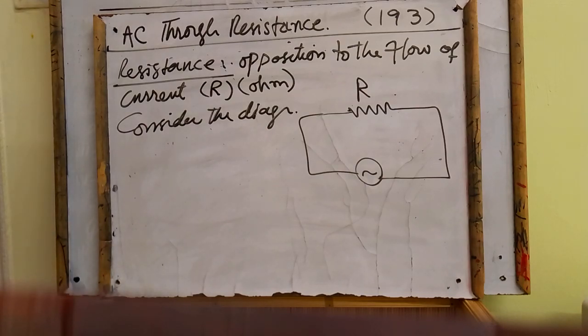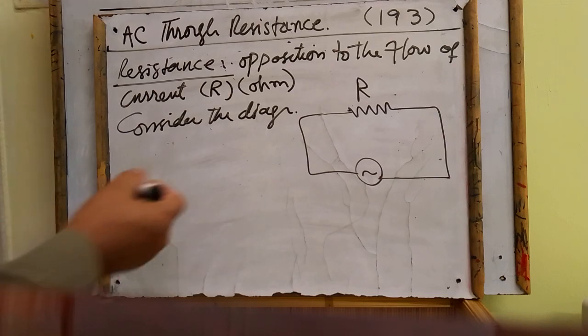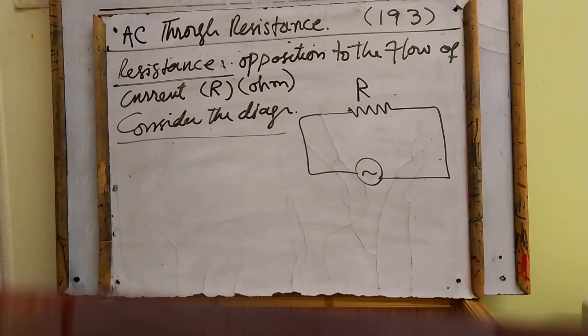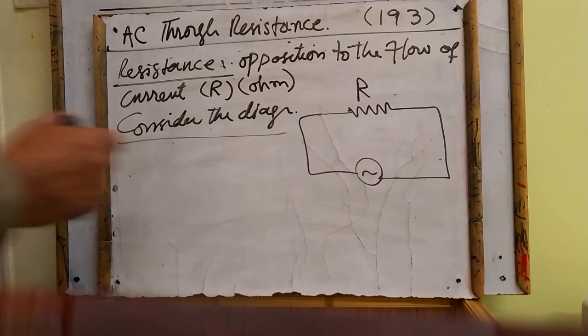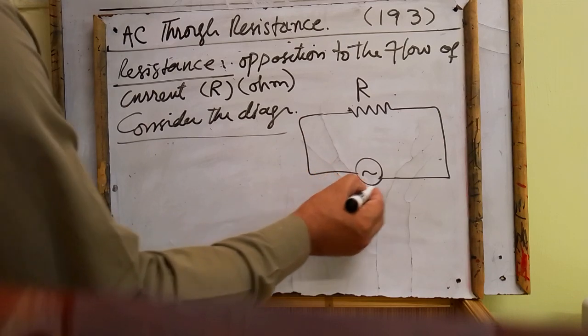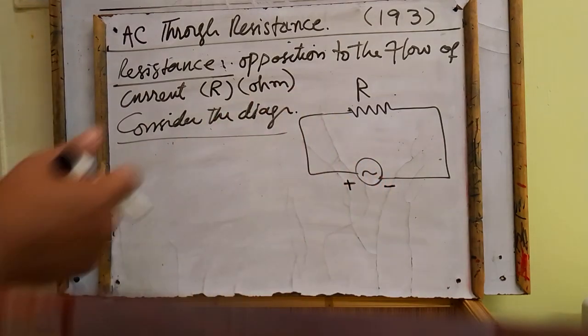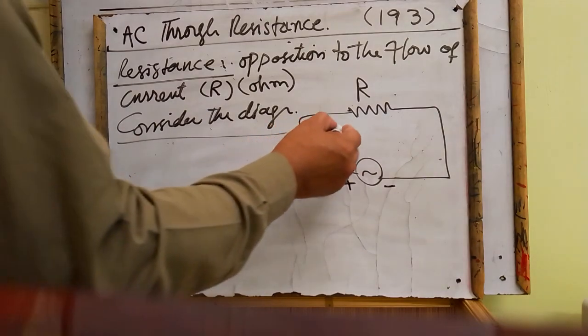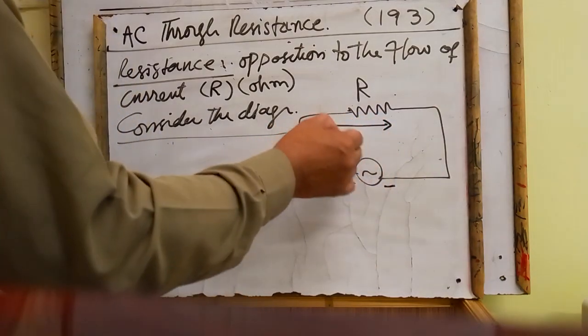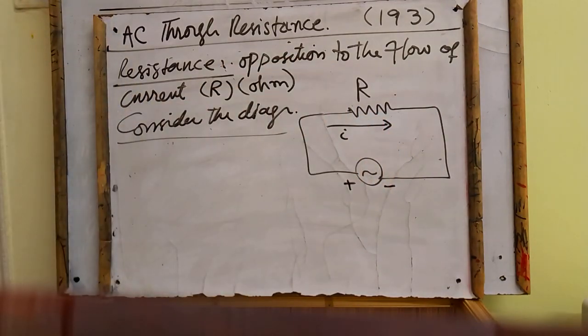What happens to the properties of the alternating voltage and alternating current when it is passing through the resistance? So for that, consider the diagram. Let us suppose this side becomes positive and this negative for some time. So the direction of the current will be from left to right. This one, I. Current is denoted by the symbol I, small or capital, both acceptable.